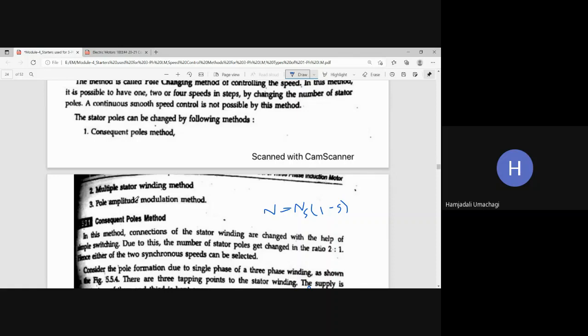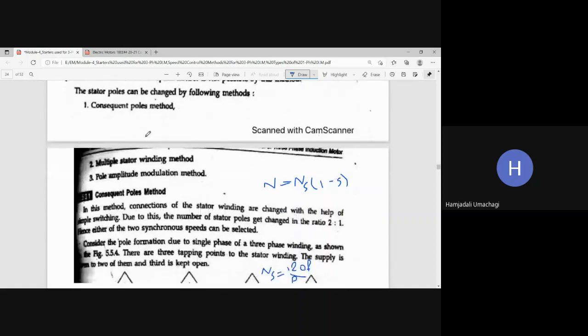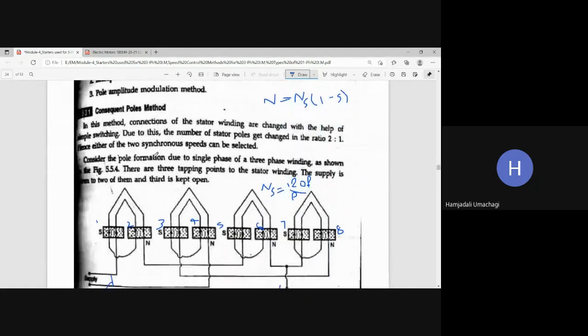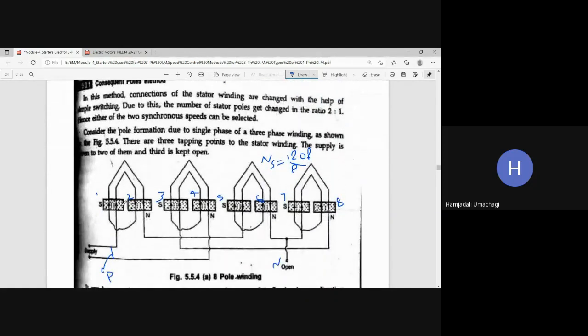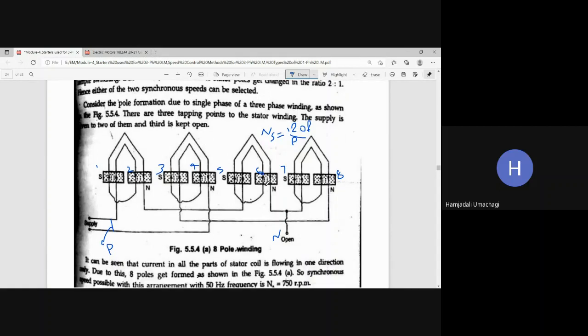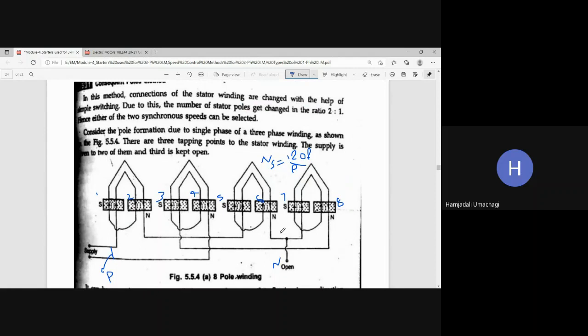Okay, now let us study the consequent pole method. So in the consequent pole method, how do we change the stator pole? So this is the stator pole: south pole, north pole, south pole, north pole, south pole, north pole, south pole, north pole, and these are the stator windings. This is the configuration for an 8 pole winding. So this gives us 8 poles, and here you have 3 terminals, 1, 2 and 3.